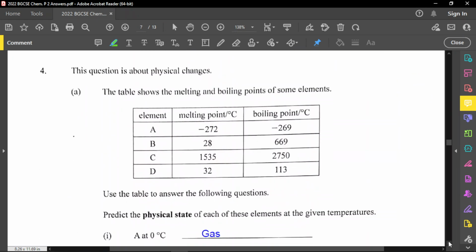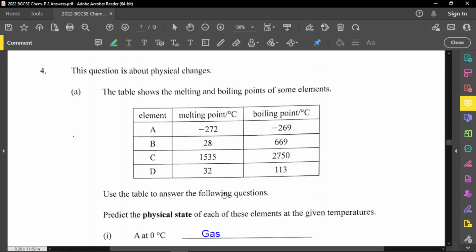All right, so question number 4, it said this question is about physical changes. And it said the table shows the melting and boiling points of some elements. I know when students see this type of table, they really don't like it. But we're going to go through it to see how best I can make you understand this, because I think these type of questions are giveaways, to be honest with you. But I know some students really don't like it for whatever reason. But anyway, let's run through it.